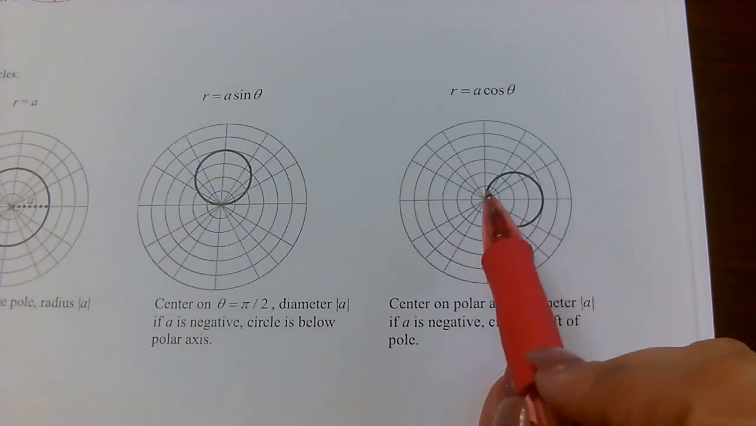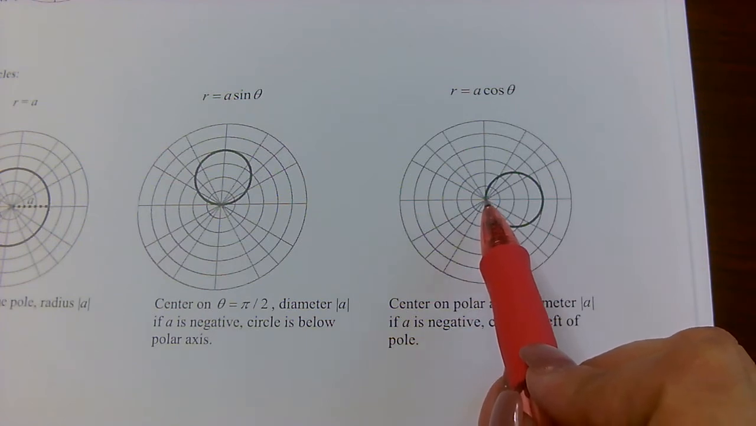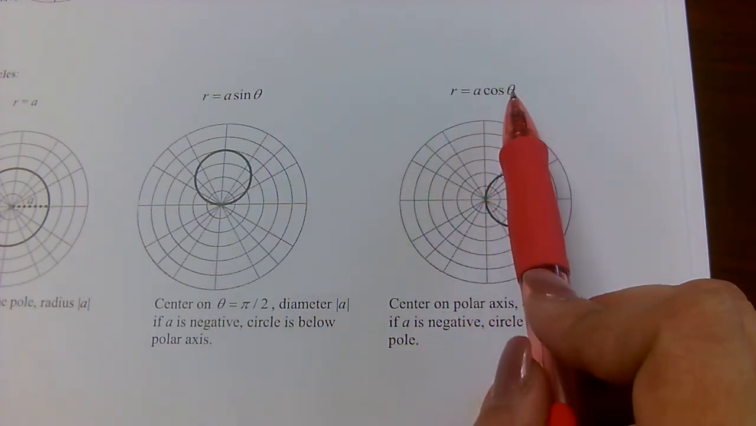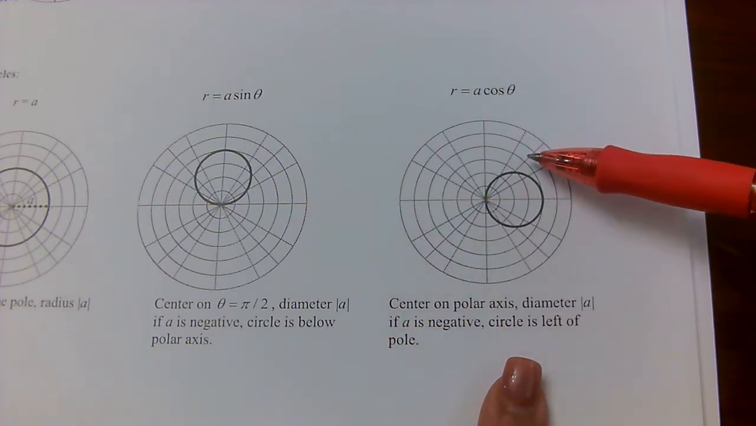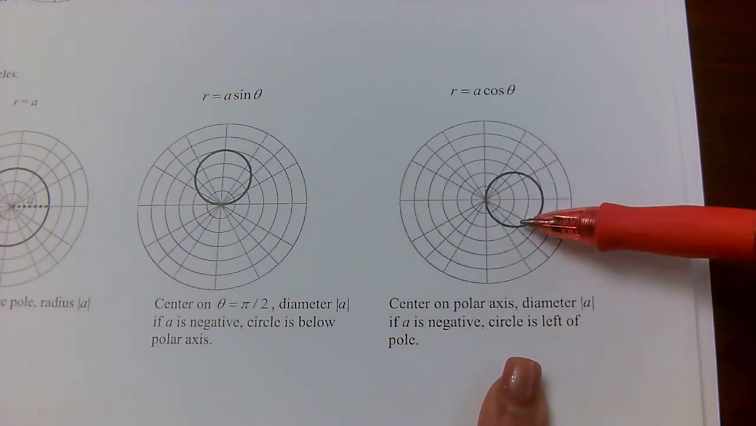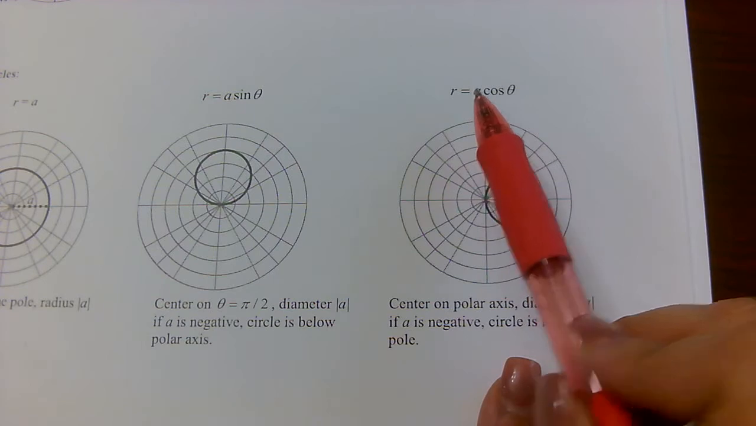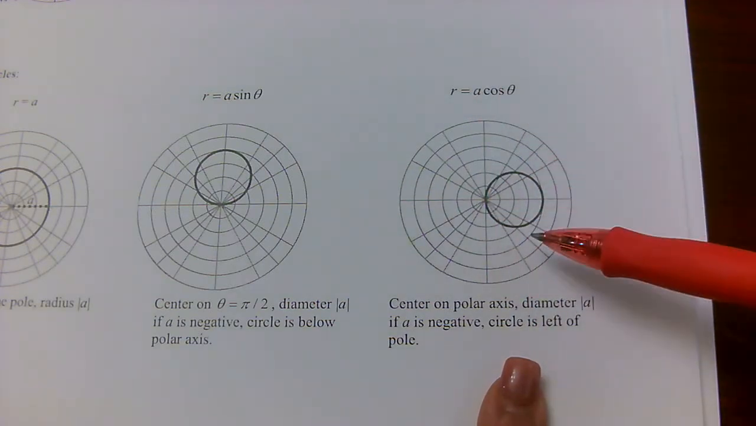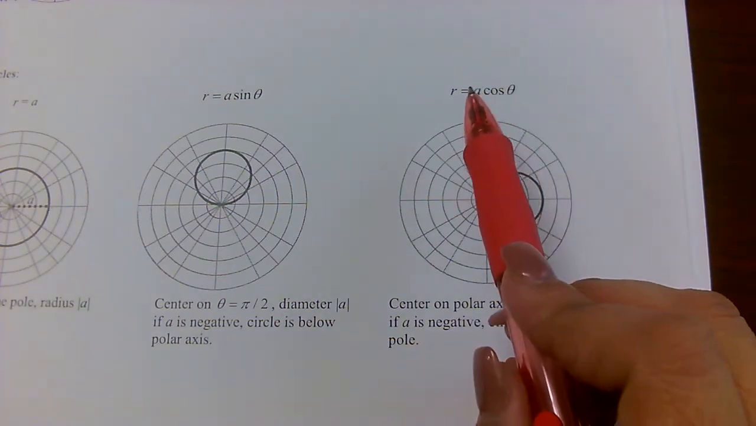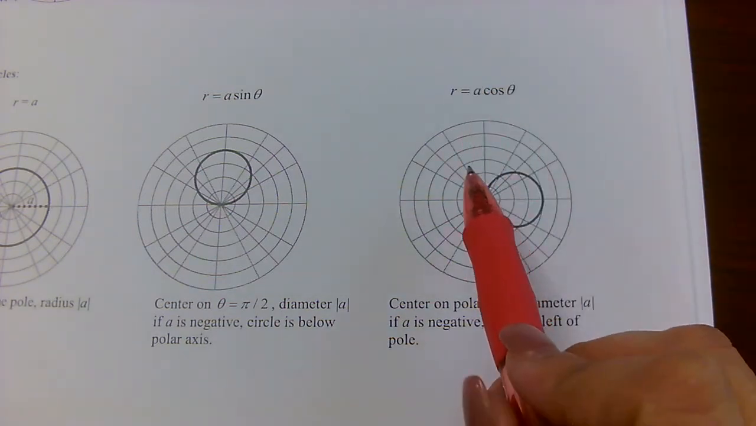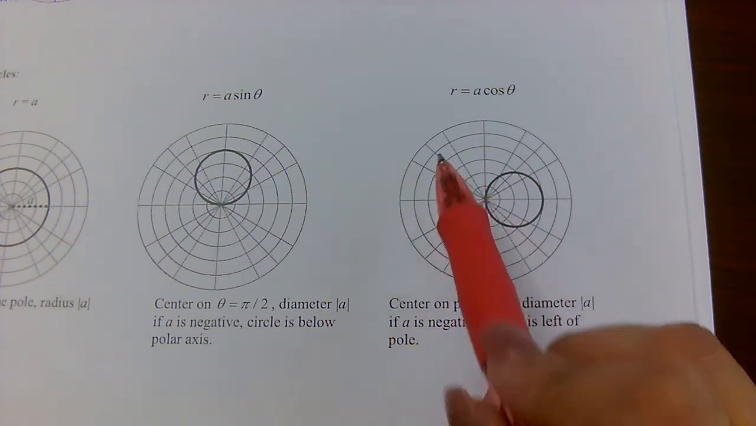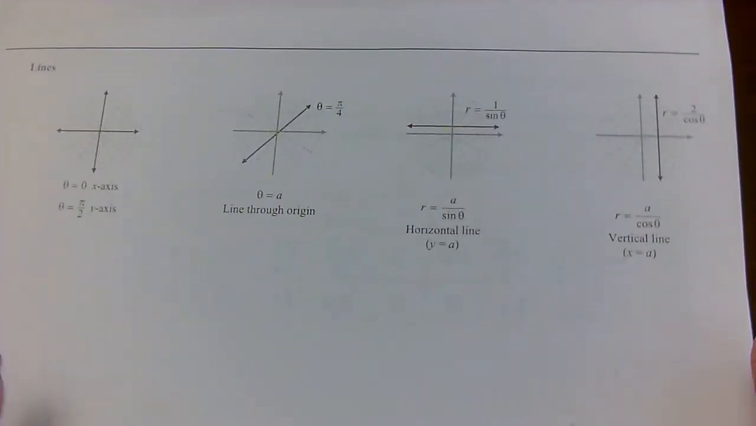For a cosine value, notice that the center is not at the pole. The pole is part of the actual graph itself. But look at your cosine. Cosine means it's your x value, so x is positive in quadrants 1 and 4. So if A is positive, your circle will go through the pole and be in quadrants 1 and 4. Okay? If A is negative, your circle will be in quadrants 2 and 3, because cosine is negative in quadrants 2 and 3.